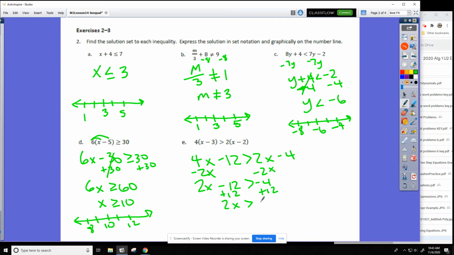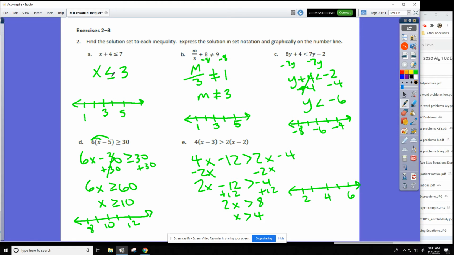2x greater than 8, x greater than 4. And I'm going to have to draw my number line here because I ran out of room underneath it. So 4, 5, 6, 4, 3, 2. They're not evenly spaced. Okay, so let's go back and do the graphs now for these, and I will use black. So let me get a little fatter marker.